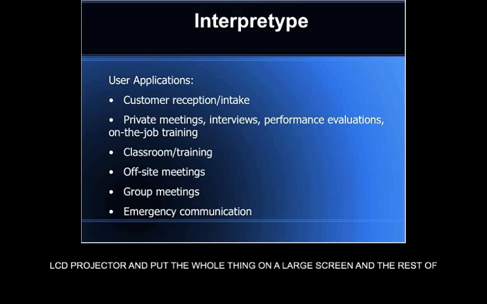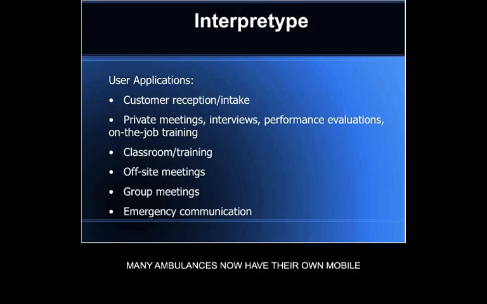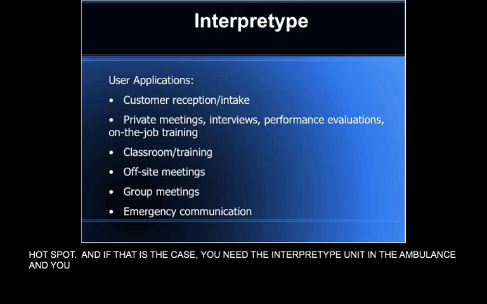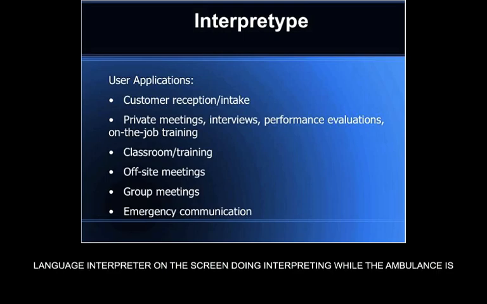And lastly, emergency communication works very well in hospital emergency rooms, but we found another use. Many ambulances now have their own mobile hotspot. They have the internet with them. And if that's the case, all you need is an Interpretype unit in the ambulance, and you can connect to the internet. An EMT just needs to put on a headset, turn the Interpretype unit around to the patient, and they can actually have a sign language interpreter on the screen doing interpreting while the ambulance is en route to the hospital. So it's pretty exciting stuff.